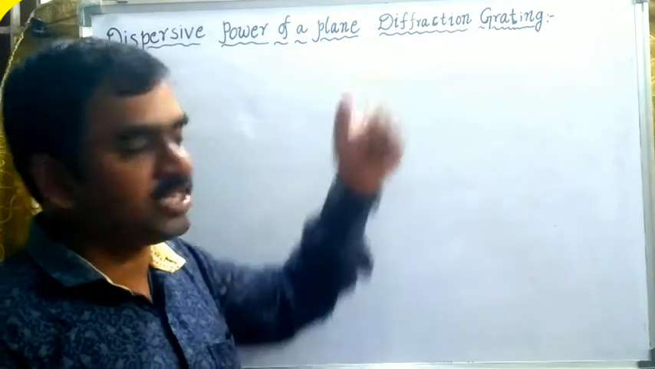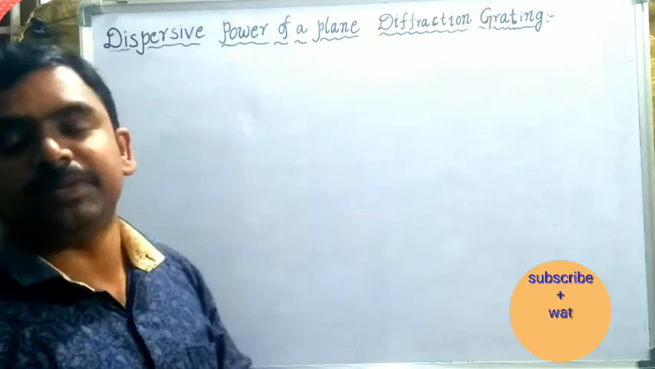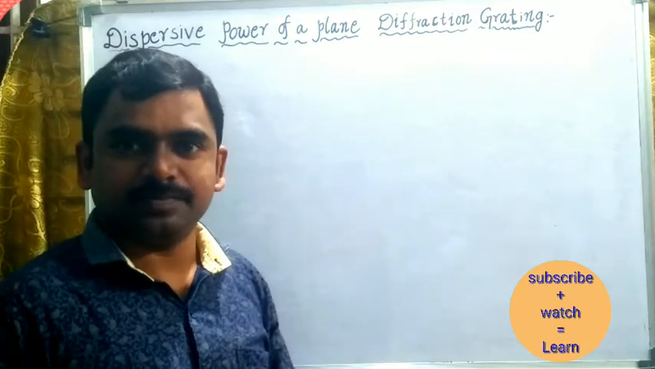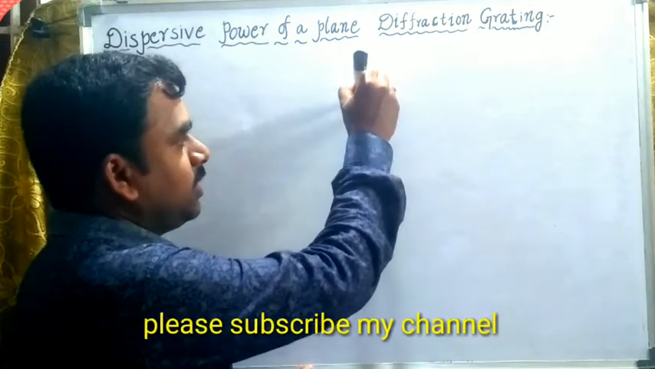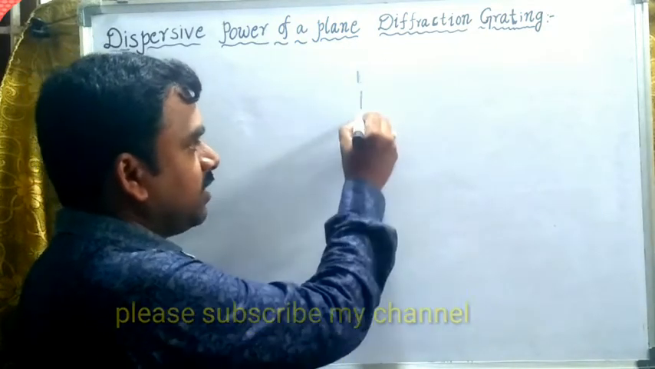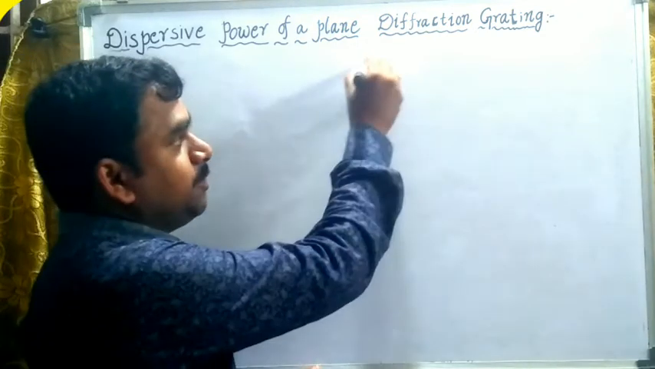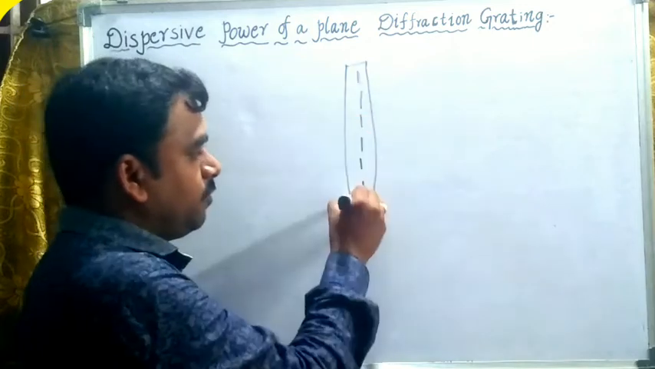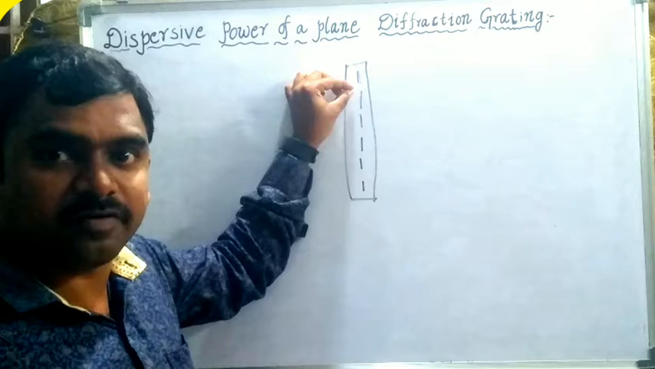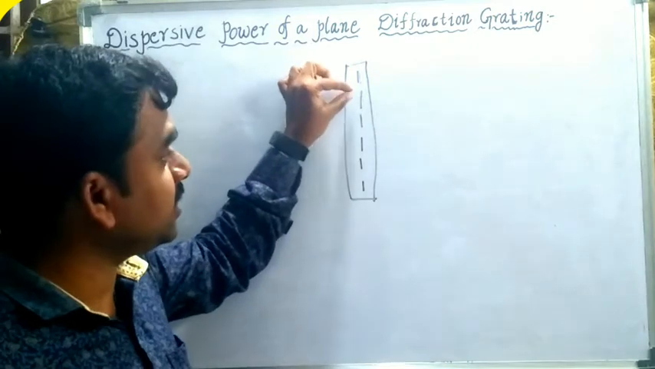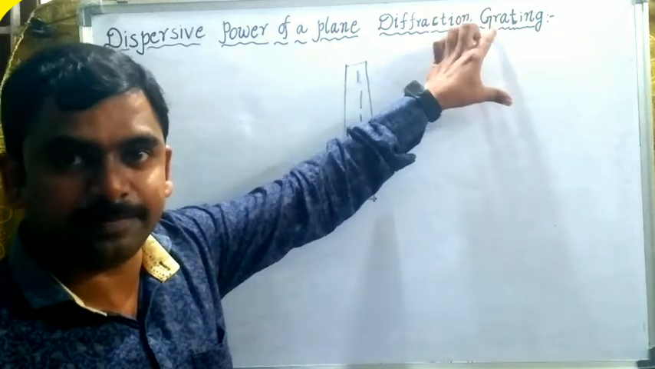Now I am going to be explaining the diffraction grating. What is a plane diffraction grating? For example, if you take a system which consists of an equal number of slits, with equal distance between them, that is called a diffraction grating.